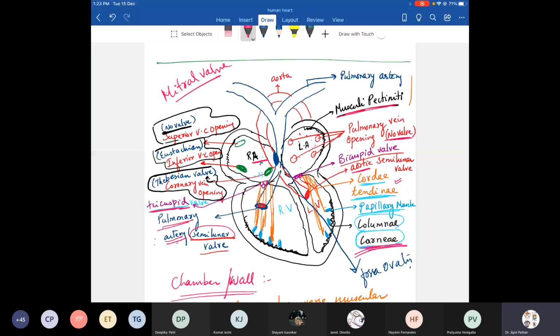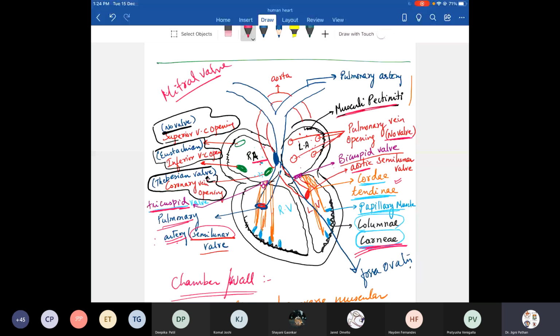The pulmonary artery arises from the right ventricle. The valve that is present is a semilunar valve. The pulmonary artery, I told you, is arising from the right ventricle and goes to the right and left lungs. Having a valve called the pulmonary semilunar valve. The aorta is arising from the left ventricle, which has a valve called the aortic semilunar valve. Clear?